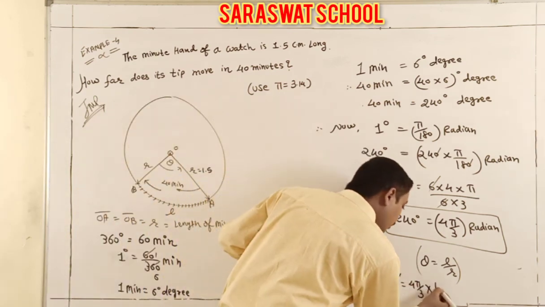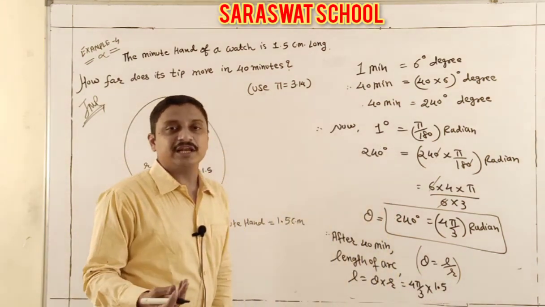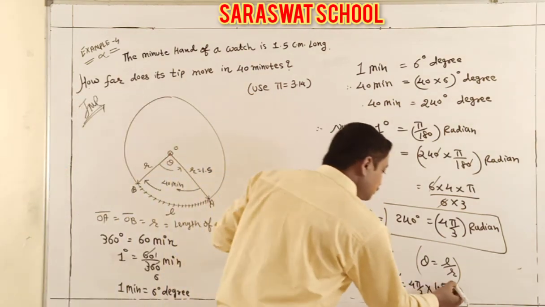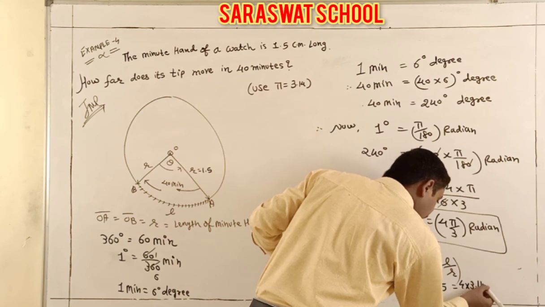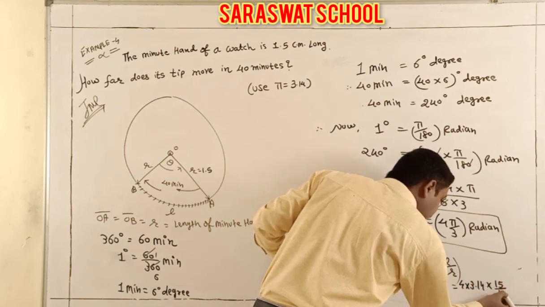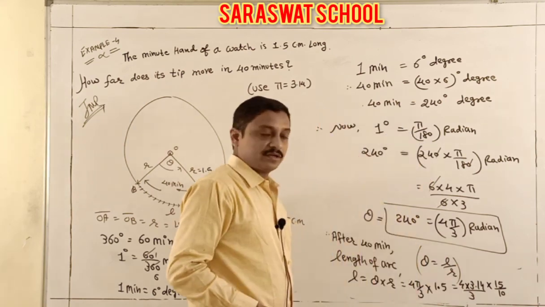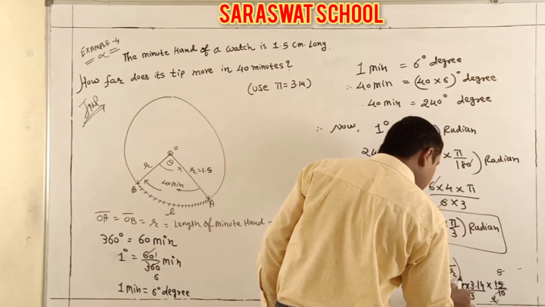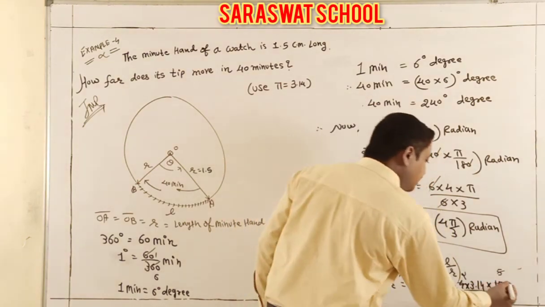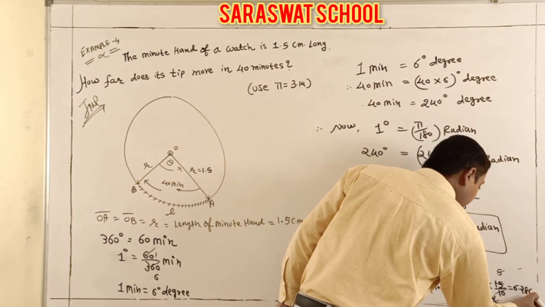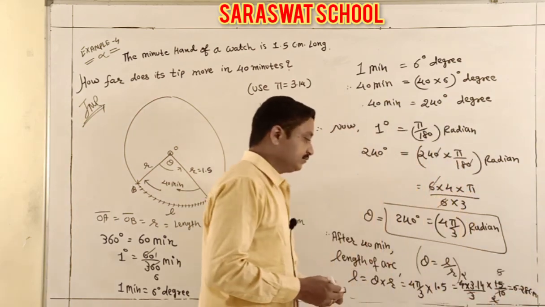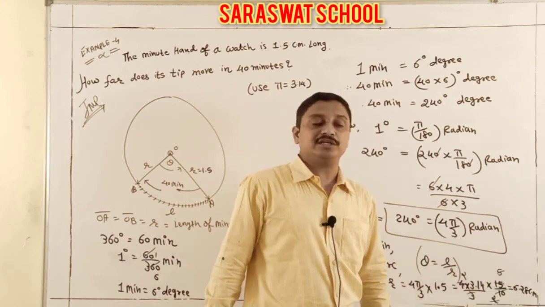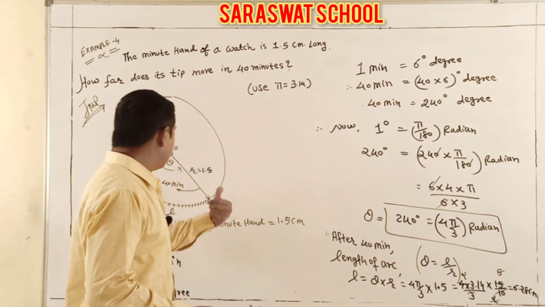So here your value is 1.5 and this calculation is very easy. Pi is given as 3.14. So 4 into 3.14 into 15 by 10 and upon 3. Now here cancel: 3 5s are, 5 2s are, and 2 2s are. 2 into 3.14, it is 6.28 centimeter. 3.14 into 2 is 6.28. That's my length of the arc.